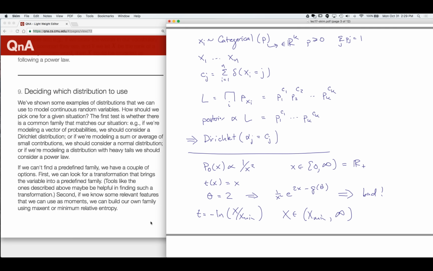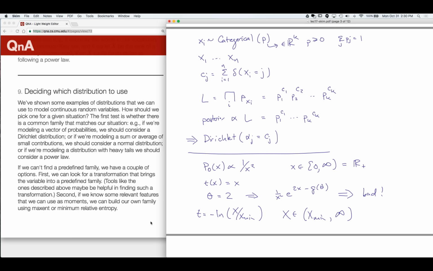First, you look for a family of distributions that somebody's defined ahead of you that has the right properties. So for example, if we're modeling a vector of probabilities, you should maybe strongly consider using a Dirichlet distribution to model that. Maybe there'd be a reason not to, but at least that should be something you consider. Same thing, if you have something that you're measuring that you think is influenced by a lot of small additive influences, you might try modeling it as a normal distribution. Or if you're modeling some heavy-tailed phenomenon, you can consider a power law, right?